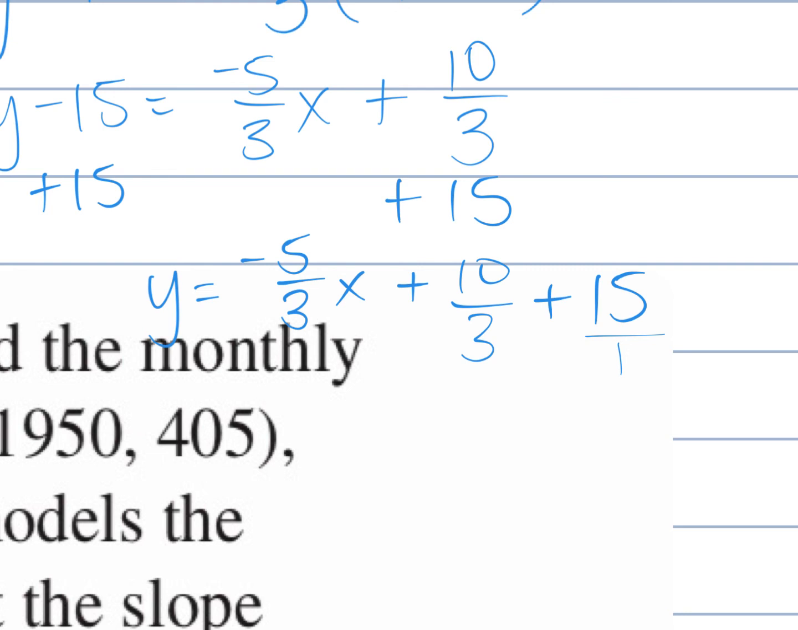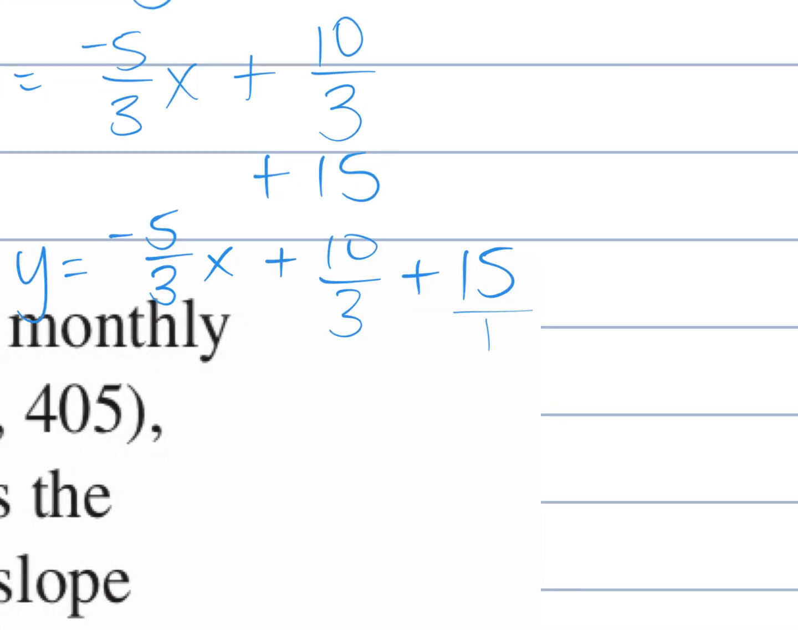Did you guys hear what Natalie did? She added the 10 over 3 and the 15 over 1, and got 25 over 3. What did Natalie forget to do? Make a common denominator. You have to have a common denominator before you can add fractions. So 15 over 1, we're going to change it to what? 45 over 3. Good. We're going to multiply both the top and the bottom by 3, the numerator and the denominator.